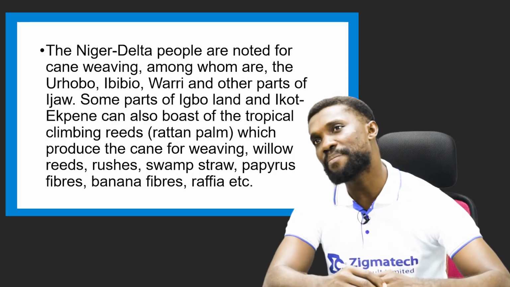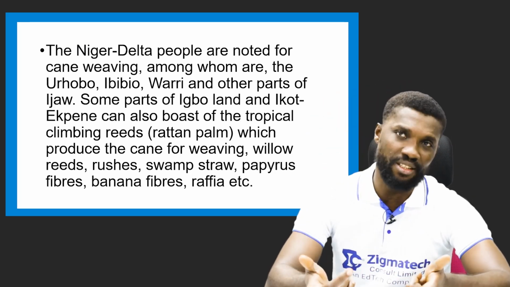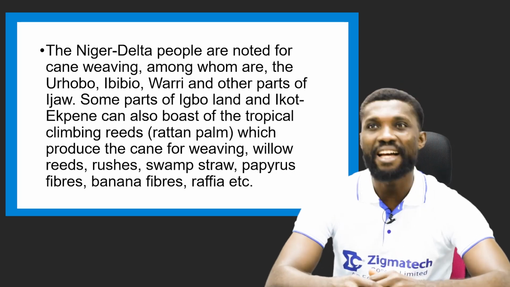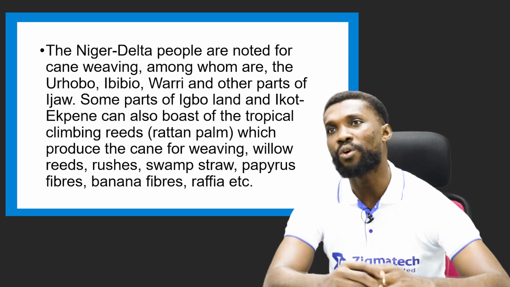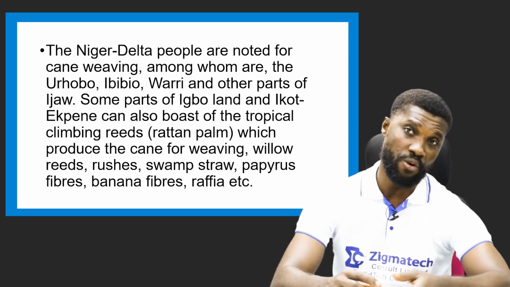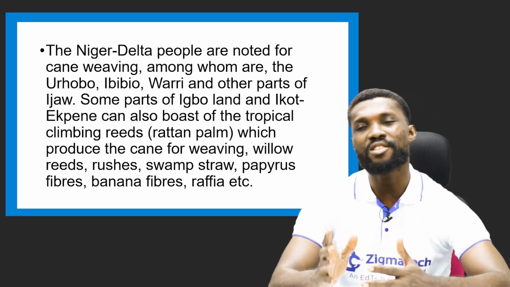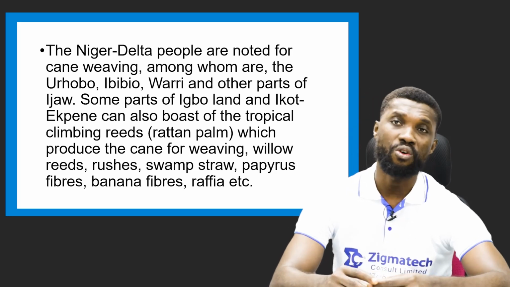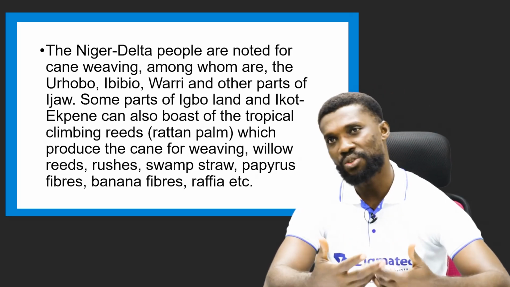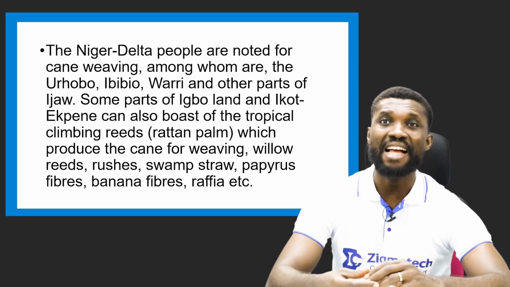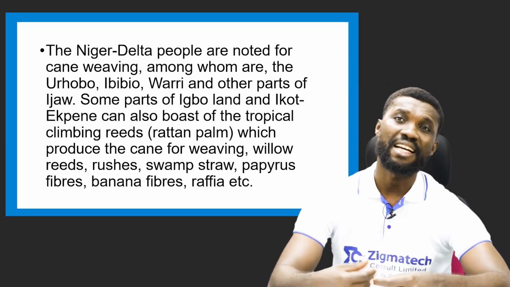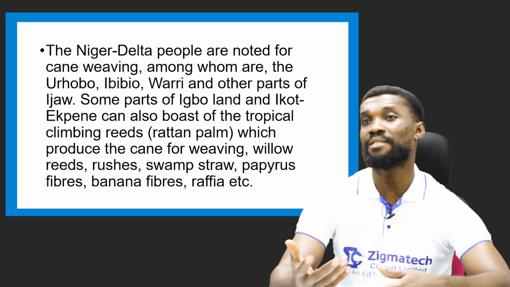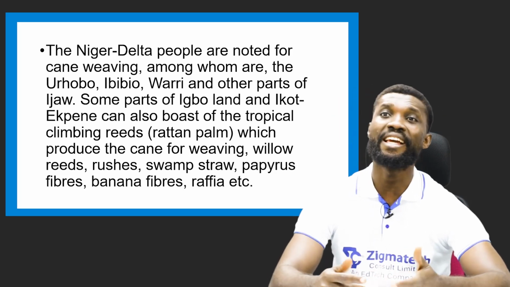Now, the Niger Delta people are noted for cane weaving, because that is what they have around them, among whom are the Urobo, the Ibibio, the Warri people, and other parts of the Ijaw. These people use cane to make some of these interesting works of art or household utensils. Some parts of Igbo land and the Ikot Ekpene can also boast of tropical climbing reeds, and the rattan palm, which produces the cane for weaving.